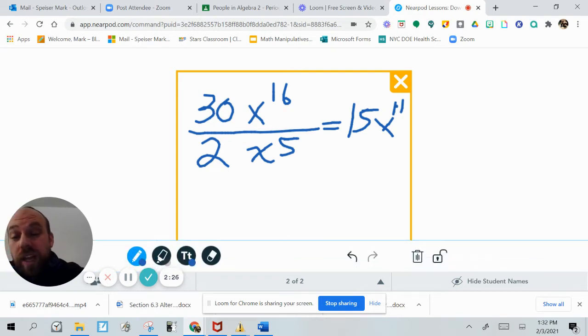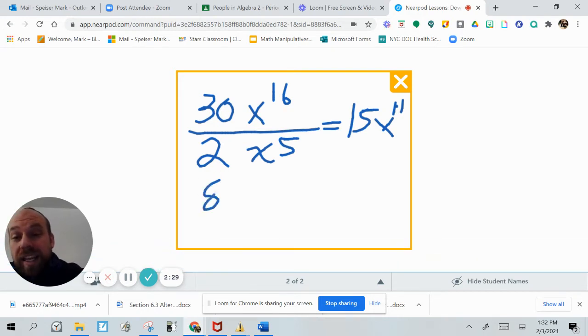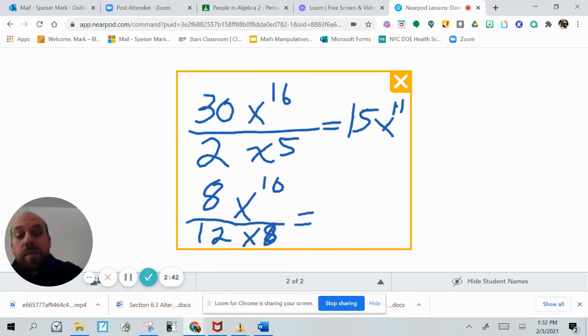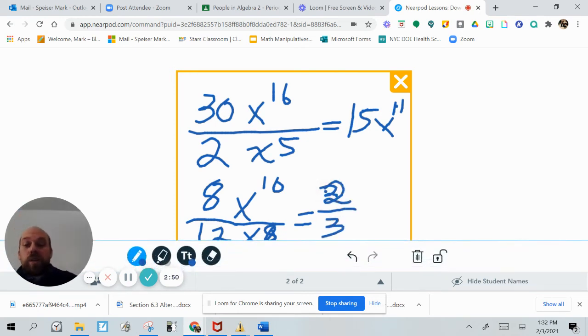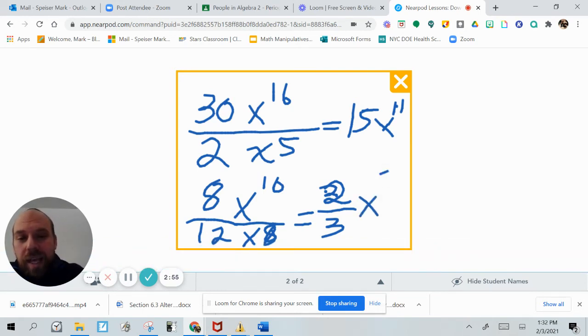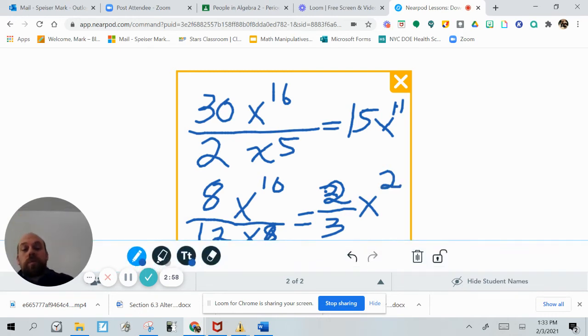Sometimes you have a fraction. So if we had 8 over 12, x to the 10th, over x to the 8th. So 8 over 12 simplifies to 2 over 3, because 8 divided by 4 is 2, 12 divided by 4 is 3. And then you get x to the 2nd, 10 minus 8 is 2. Okay, let's look at one more example, and then we'll look at a few odd cases.